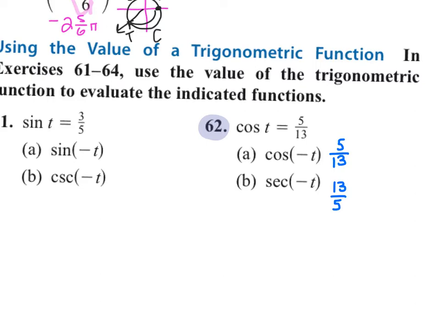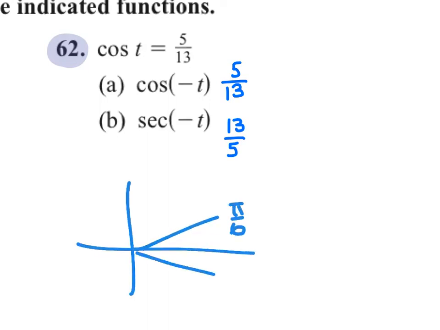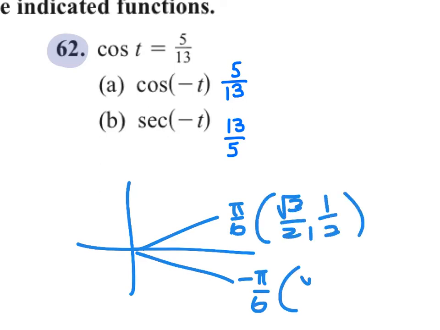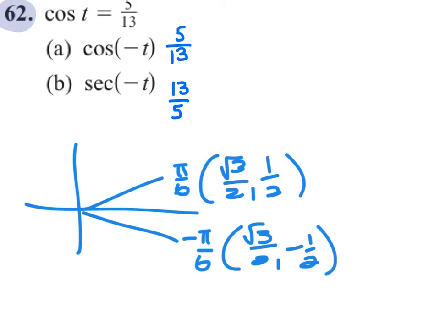And if you think about why it happens, think about what's happening on your positive and negative. So let's say this is positive pi over 6, right? And this is negative pi over 6. The coordinate point here is root 3 over 2 and 1/2. The coordinate point here is root 3 over 2 and -1/2. So if I were to ask you for the cosine, whether it's pi over 6 or negative pi over 6, that value doesn't change.